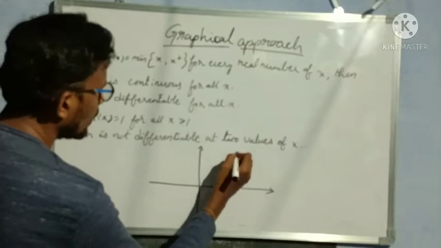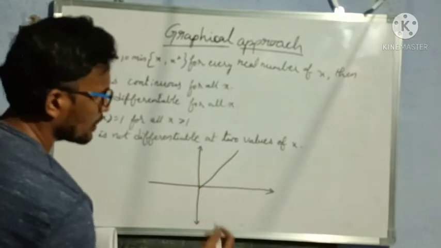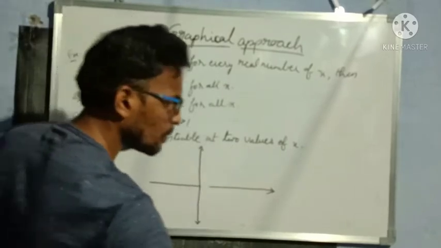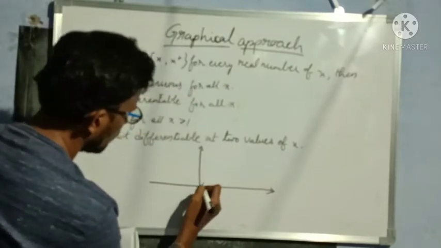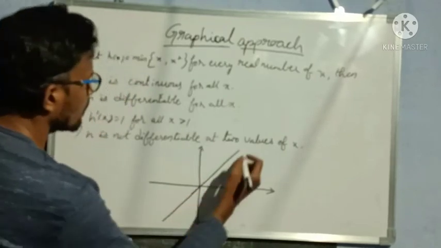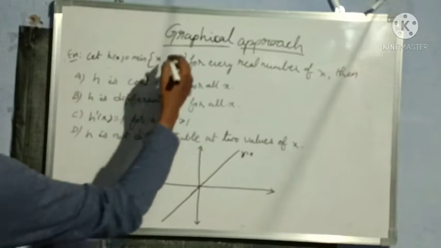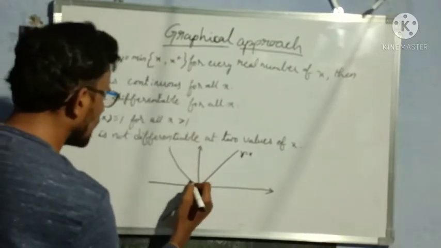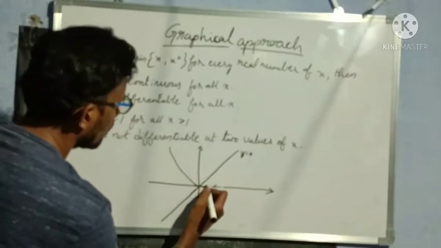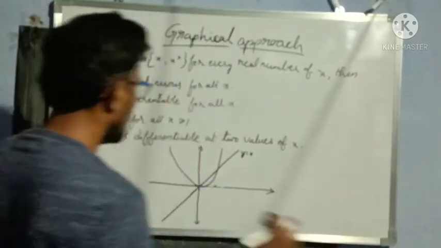So first y is equal to x, passing like this from the origin. Okay, this is y is equal to x. Now let us draw y is equal to x square. Already we know y is equal to x square is a parabola like this. Okay. So this is a parabola of y is equal to x square.